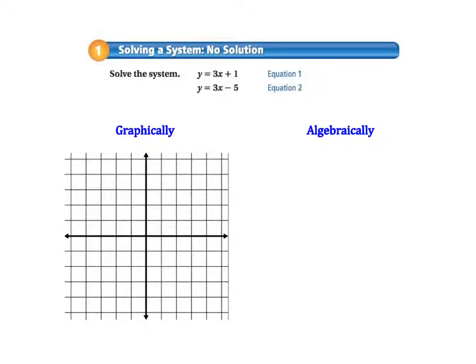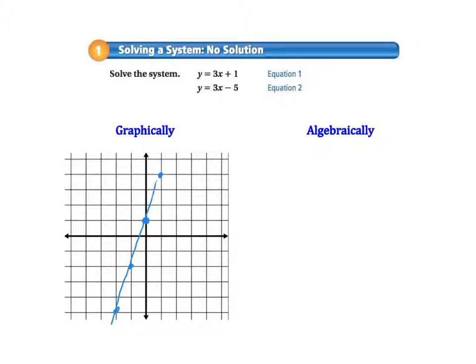So let's first look at a system that has no solution. We're going to solve it graphically and algebraically to see what it looks like in both ways. So if I graph these two equations, remember I'm looking for the point of intersection. For the first equation, I see that my y-intercept is at (0, 1). And I see that my slope is 3 over 1, telling me to go up 3, right 1, or backwards, down 3, left 1.